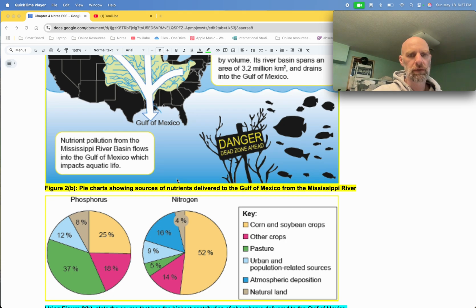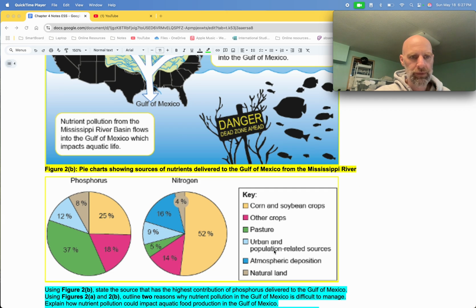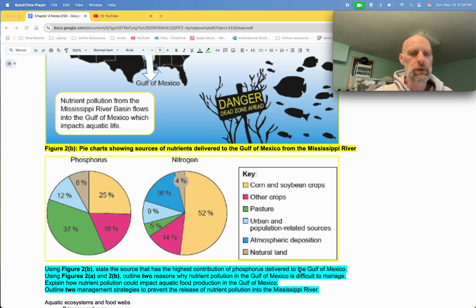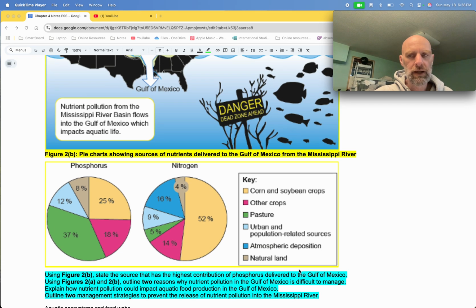Pie chart showing sources of nutrients delivered to the Gulf of Mexico. Corn, soybeans, other crops, pasture, urban, and that's for phosphorus and that's for nitrogen. So urban and population related sources, atmospheric deposition, natural land. So using figure 2B right there, state the source that has the highest contribution of phosphorus delivered to the Gulf of Mexico. And that one is going to be pasture. Just if that helps you out, in case you need a little helping hand.